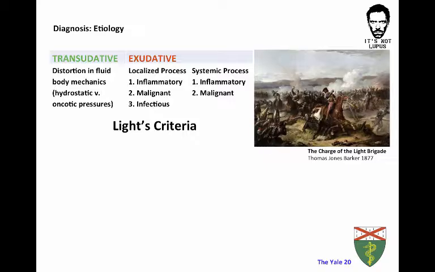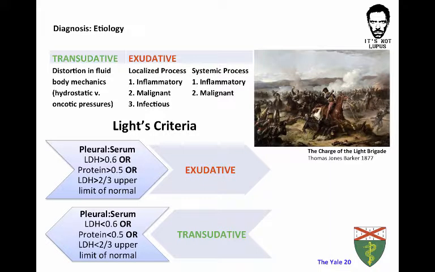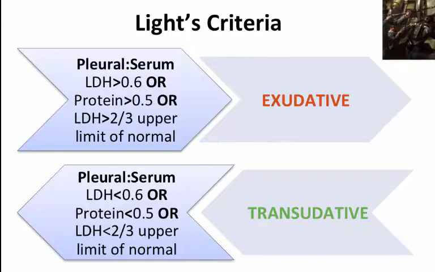Now, Dr. Light was good enough to spend part of his fellowship going around the hospital doing all the thoracenteses and using that data to try to see if there was any patterning that could be discerned between exudative and transudative processes. And what he came up with is this. If you have either a pleural fluid LDH ratio greater than 0.6, a protein ratio greater than 0.5, or an LDH which is 2/3 the upper limit of normal, then you've got yourself an exudative process. It does not require all three. And in fact, it requires all three of those to be negative to be declared transudative.